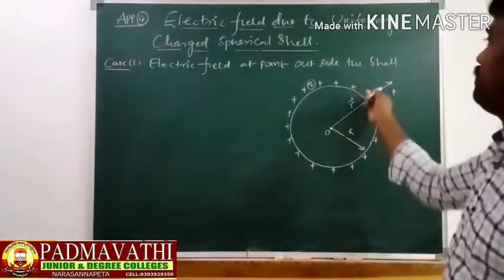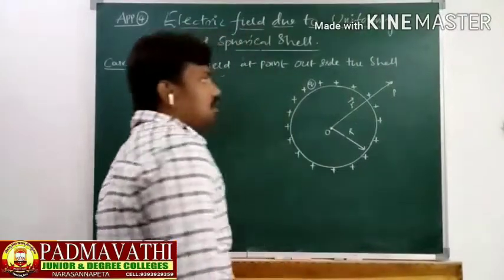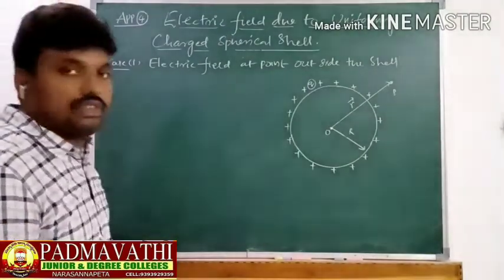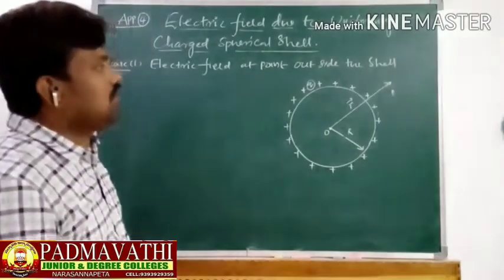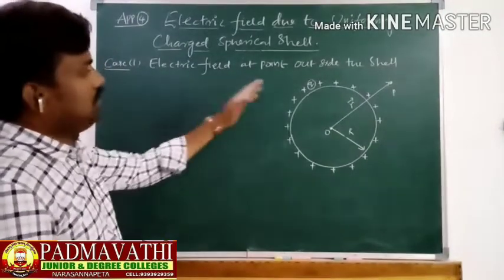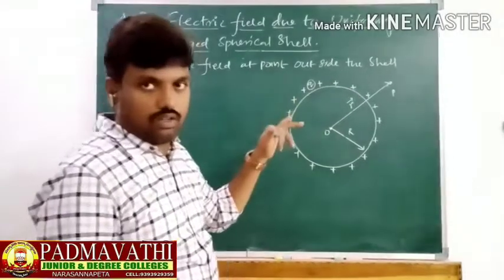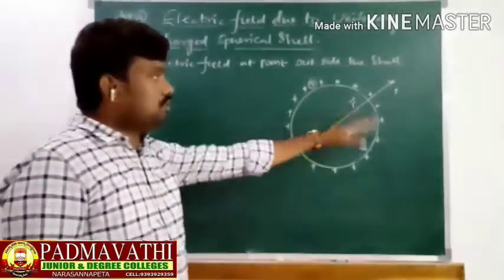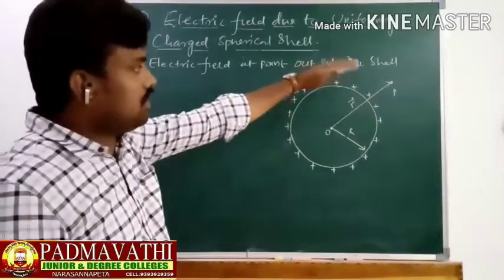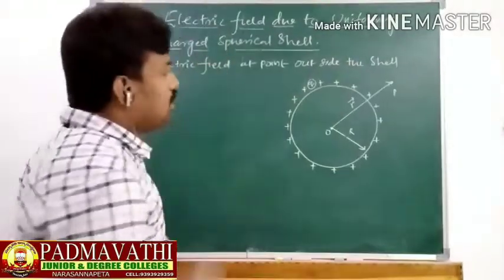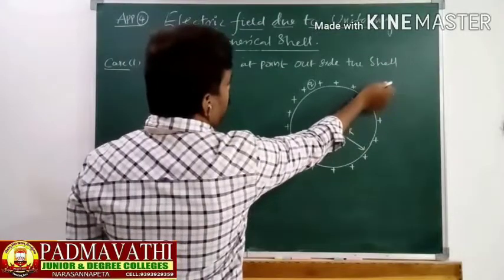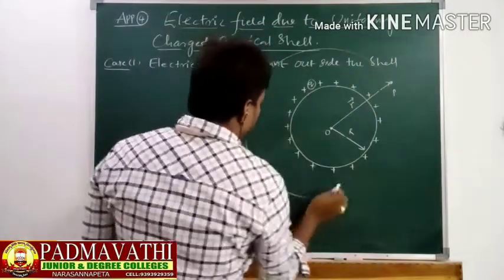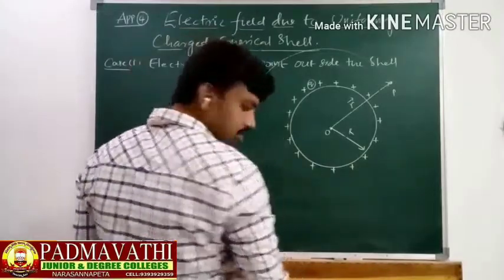So for that purpose, I am going to draw one Gaussian surface. That Gaussian surface should be spherical in shape. Why? Because here this is the shell which is a sphere, and the Gaussian surface should also be symmetrical with the sphere. So the Gaussian surface will also be in spherical shape. So now I am going to assume one sphere here. With the help of this, okay, let me draw.